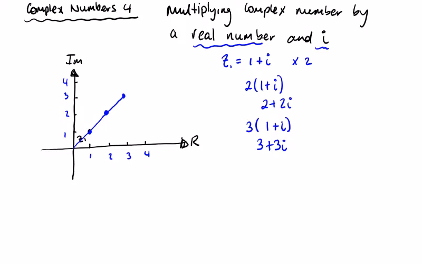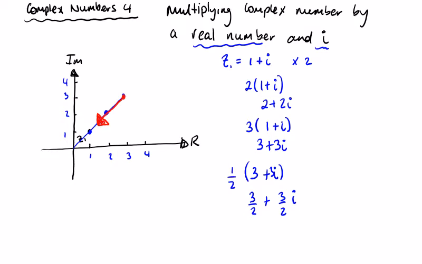Okay, let's take the complex number 3 plus 3i and let's multiply it by a half. So we're going to get 3 over 2 plus 3 over 2 i. So what's going to happen if we multiply a complex number by a number less than 1? It's going to go from here, 3 plus 3i, to here, 1.5 plus 1.5i. So it's contracting it back towards the origin.